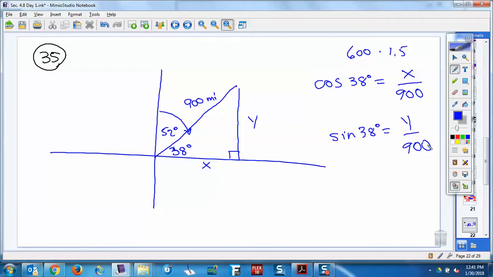Okay, something like 550 some miles north and 709 or so miles east. What did I say, 554? Yeah, 554 north, 709 east. I mean, approximately. Again, you're just going to multiply these by 900. That'll give you your X.